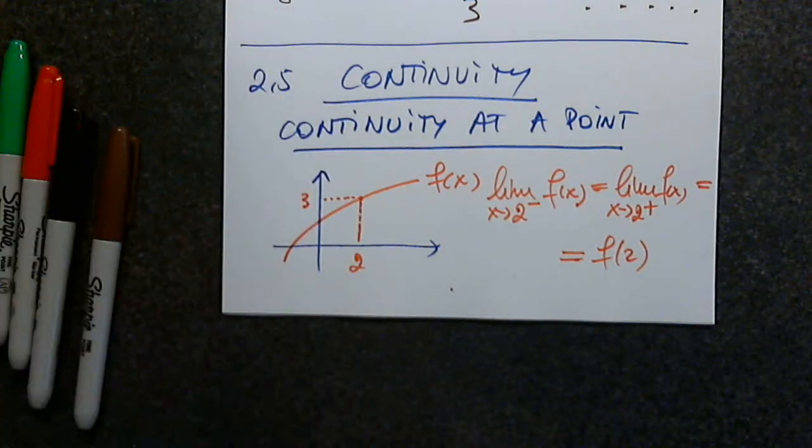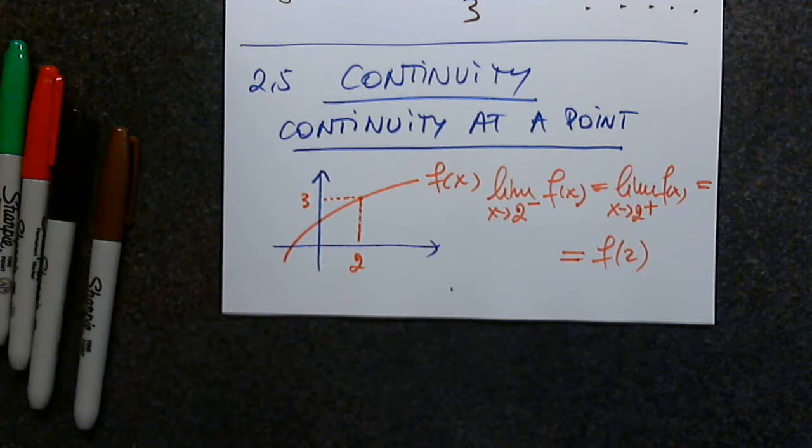Exactly. So continuity at the point means both sides, both limits, left and right, have to exist, have to be the same number, and they have to equal the function value at that point. Then this function is considered continuous at that point. What will you say about continuity on an open interval? When is a function continuous on an open interval?